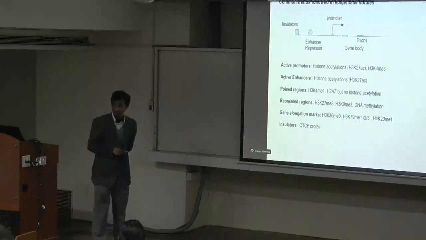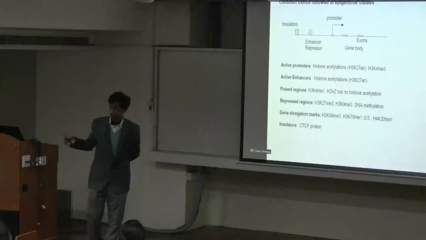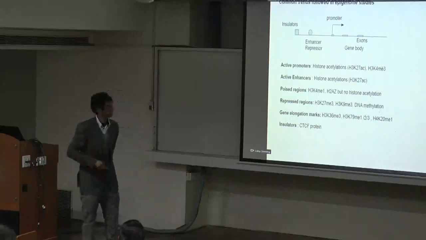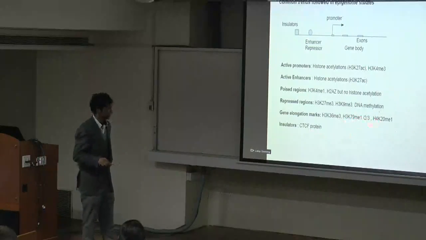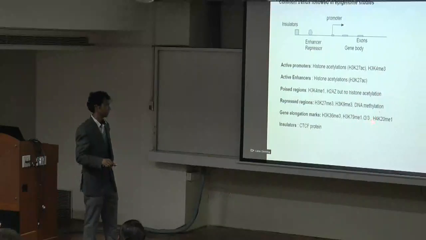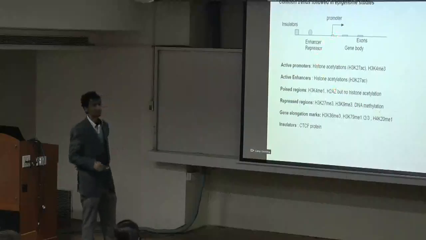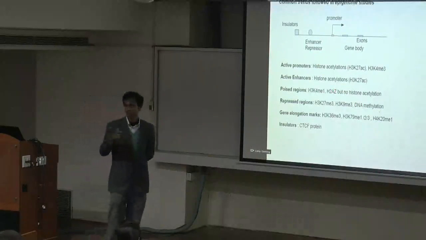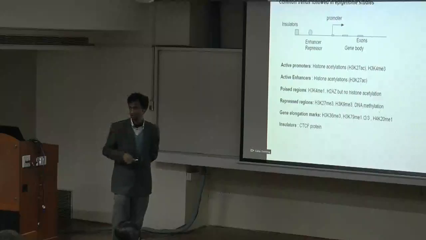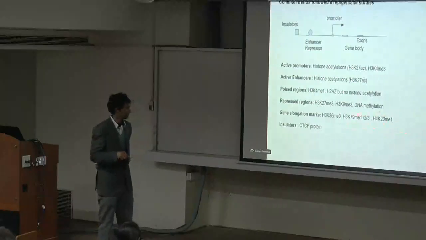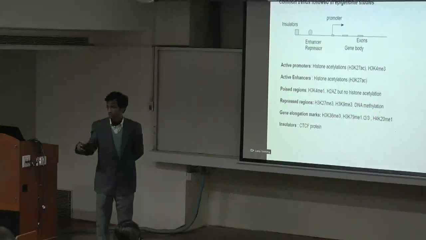For elongating, we still have different epigenomic marks. So there are certain histone modifications which help elongation of the gene, like H3K79 mono-methylation, di-methylation, H4K20 methylation. When they are present in a promoter, you can say that yeah, the gene is transcribed, RNA is moving on, because they help the elongation transcription process.